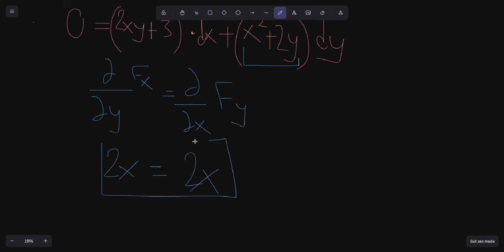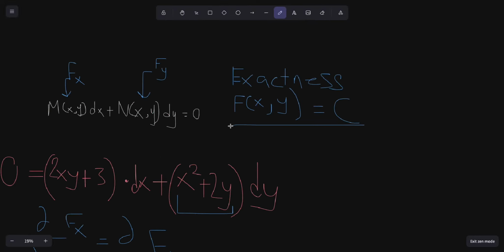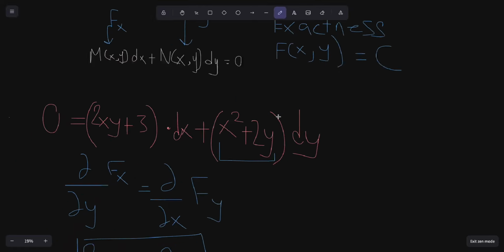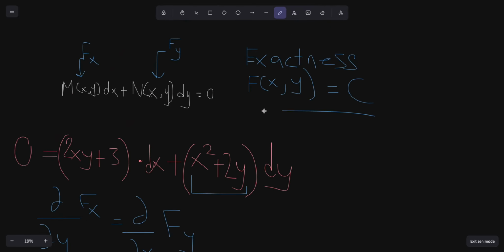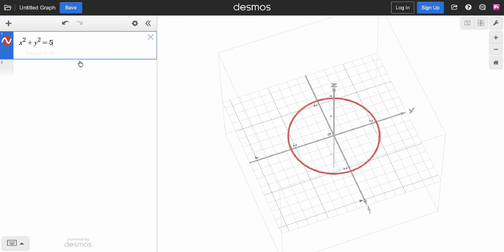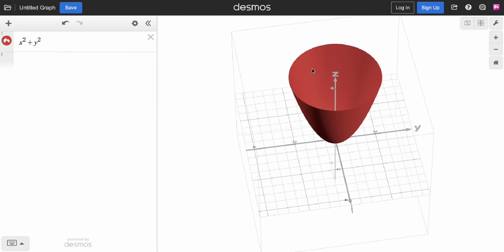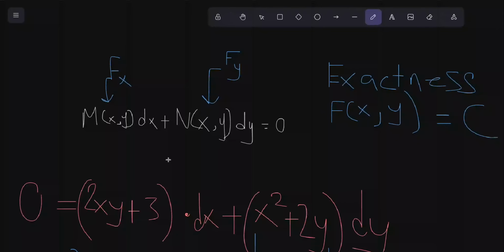And this tells us that the solution to this is going to be in the form of f of x comma y is equal to c. All right, that's what exactness tells us. If we want to have a surface, and the surface is like f of x comma y is equal to c, so for example, right over here in Desmos, I have f of x comma y, and if we want it to equal c, you can do that. But let's just take a look at this original function. All right, to kind of generalize this.